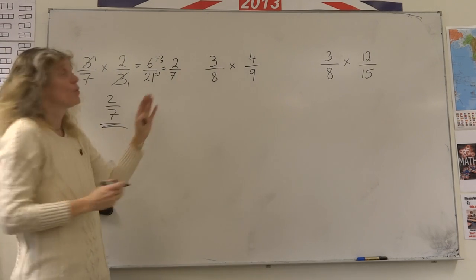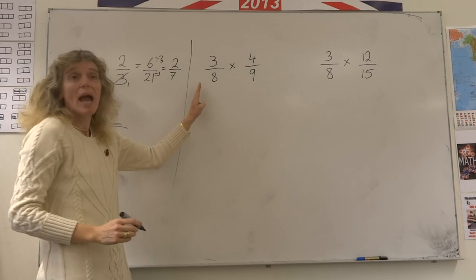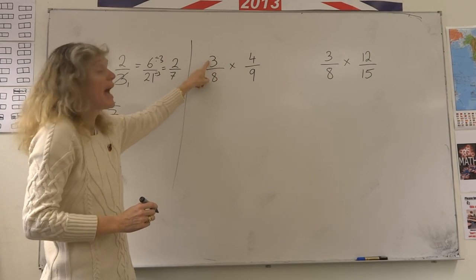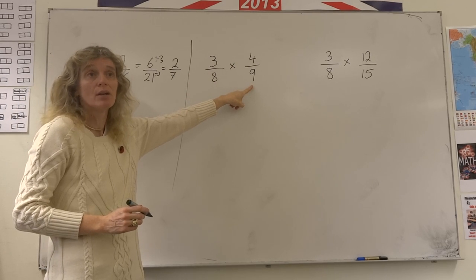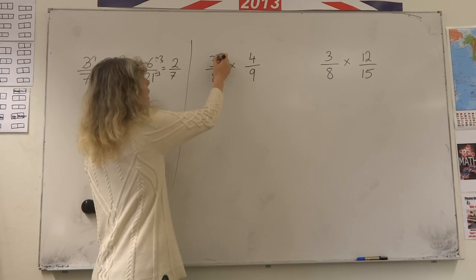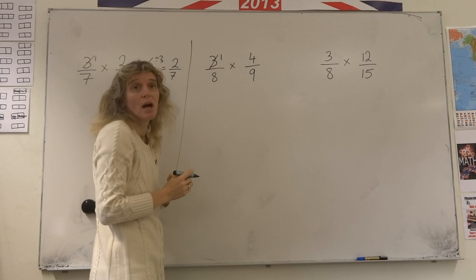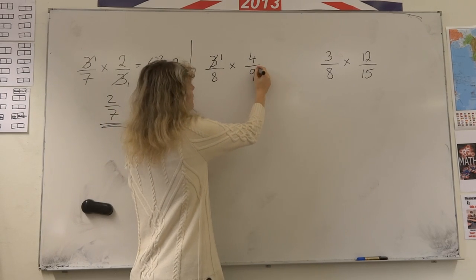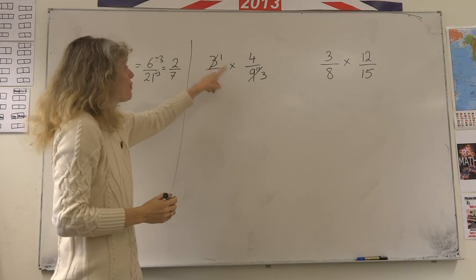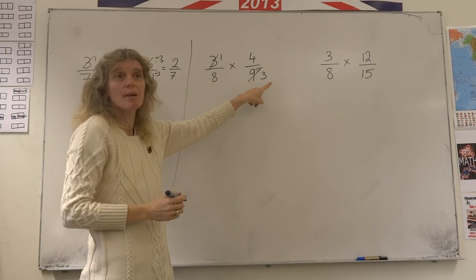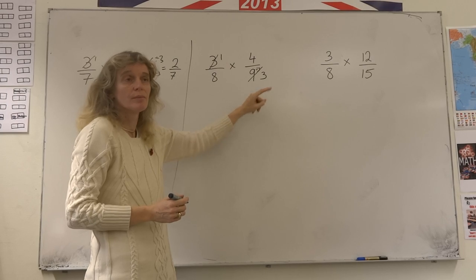This technique can also be very useful when you haven't got the same number, but you have different factors. Look, here's a 3 and here's a 9. 3 can divide by 3 one time. 9 can divide by 3 three times. So instead of 3/9, it's exactly the same as the fraction 1/3.